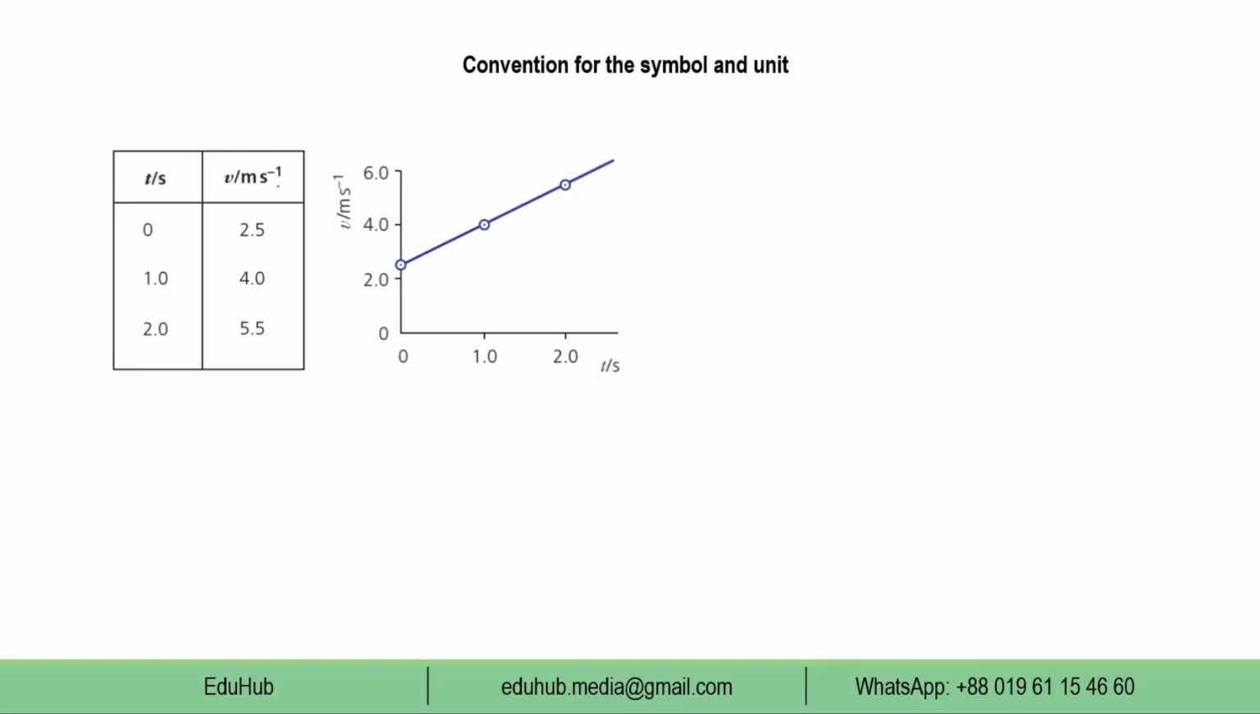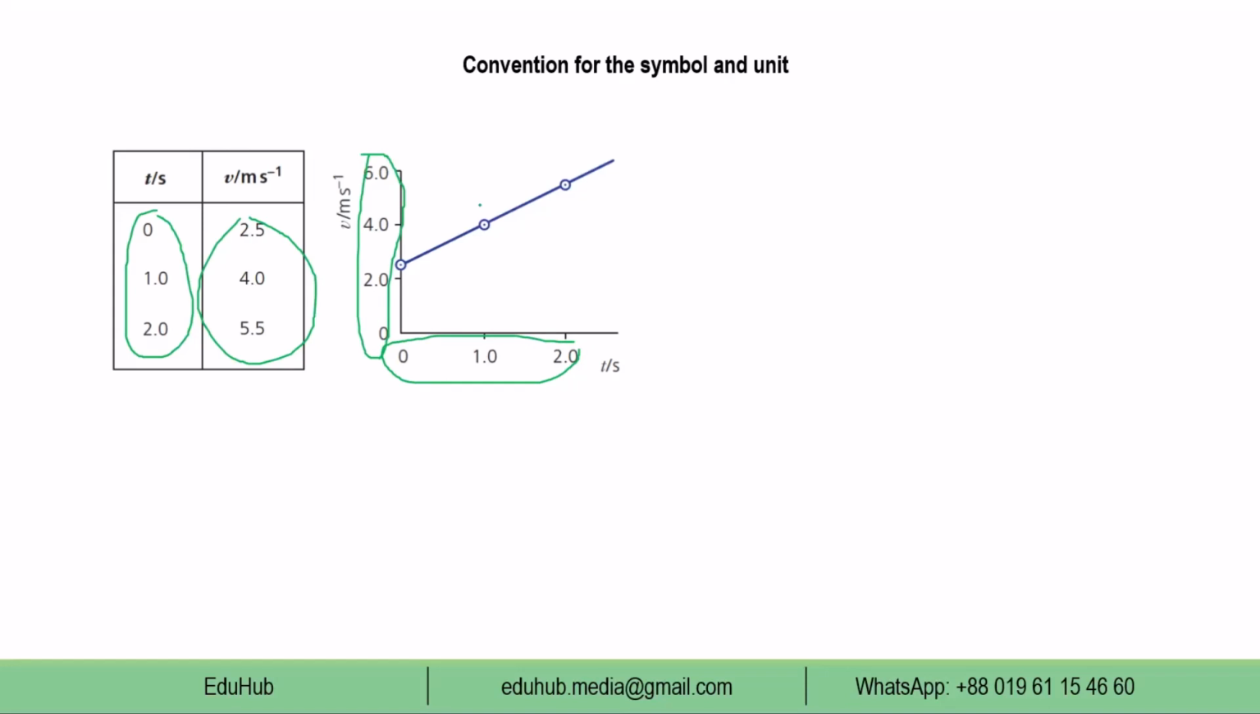The same thing happens for velocity. Here velocity is the symbol and meter per second is the unit, which is written in the Roman form, and v is written in italic form, and both are differentiated from each other by a forward slash. Then the data is presented in column or along the axis as a pure number. Here all data is presented as pure number in the table. The same thing is also happening for the graph. So this is the convention.